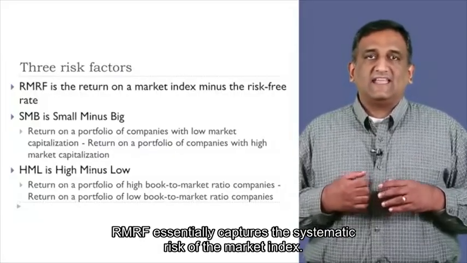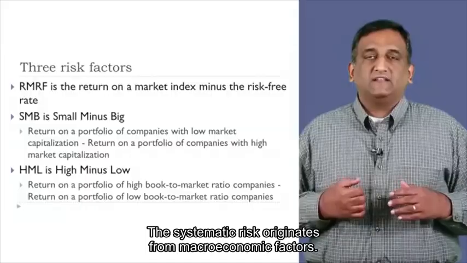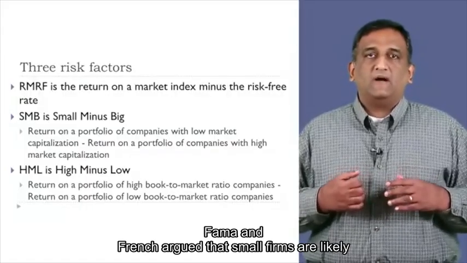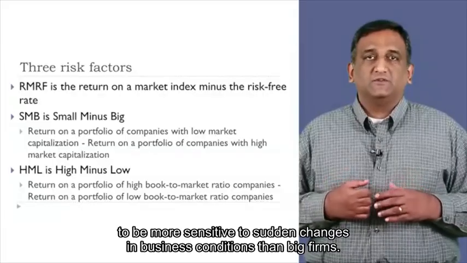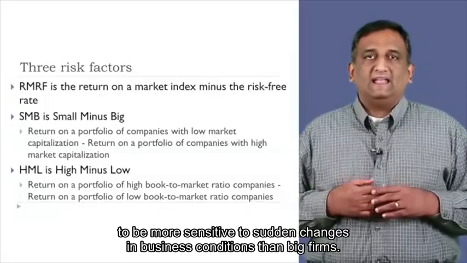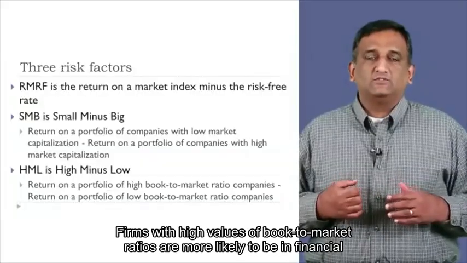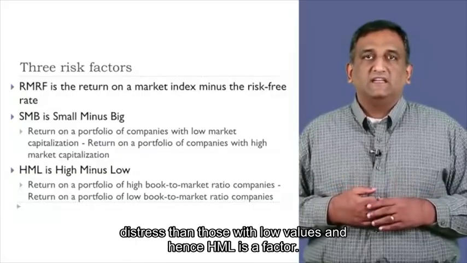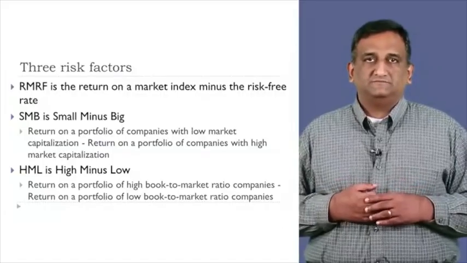RMRF essentially captures the systematic risk of the market index. The systematic risk originates from macroeconomic factors. Fama and French argue that small firms are likely to be more sensitive to sudden changes in business conditions than big firms, and hence SMB is a factor. Firms with high values of book-to-market ratios are more likely to be in financial distress than those with low values, and hence HML is a factor.